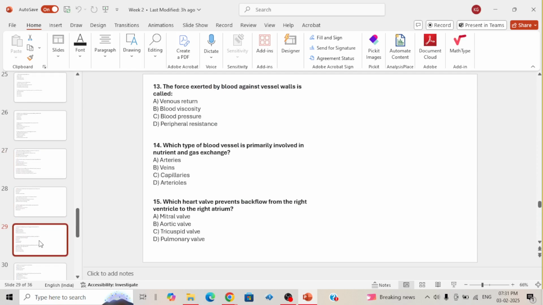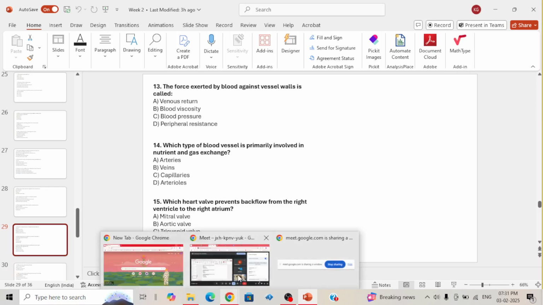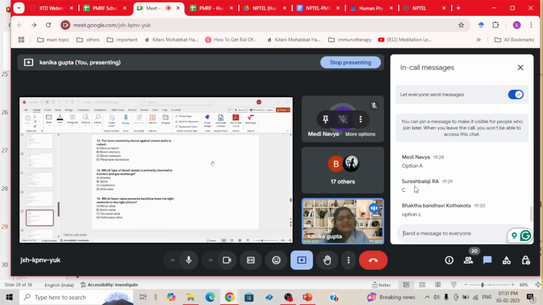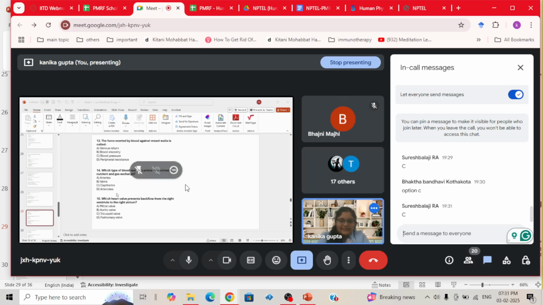Yes. So the next question, we have answered the question: the force exerted by blood against the vessel walls is called the blood pressure. Next question is, which type of blood vessel is primarily involved in nutrient and gas exchange? Capillaries, ma'am. Navya, I request you, please write the answer in the chat box so that everyone can participate. Okay, ma'am. Sorry. No problem.